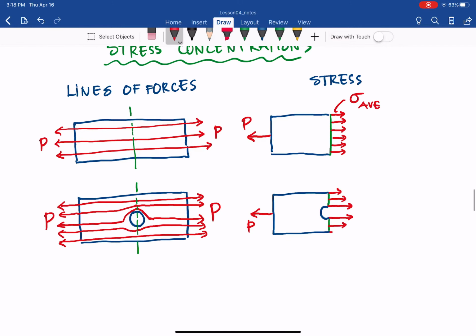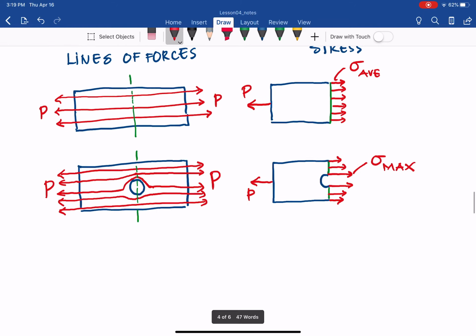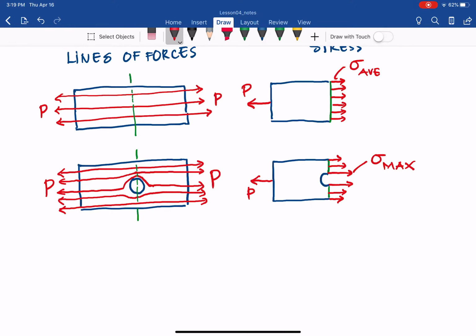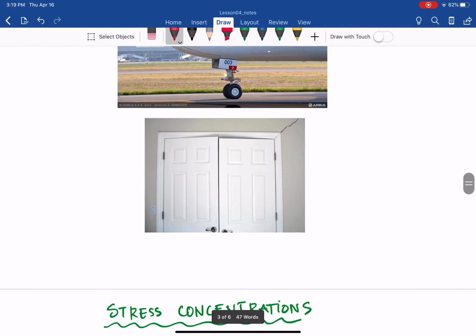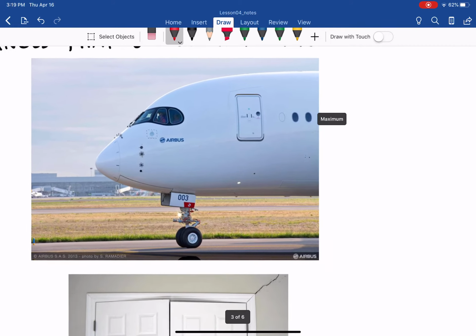and that we call sigma max. That is changed here, it becomes sigma max. So it really increased compared to the average. So how can we model with sigma max, because sigma max is important, and you see it concentrated in the discontinuity.